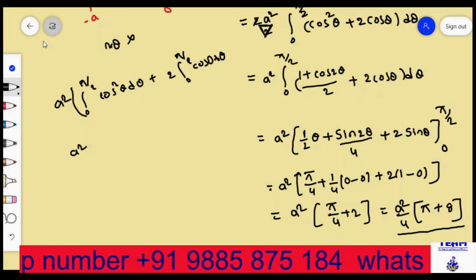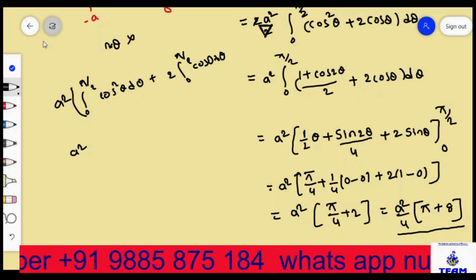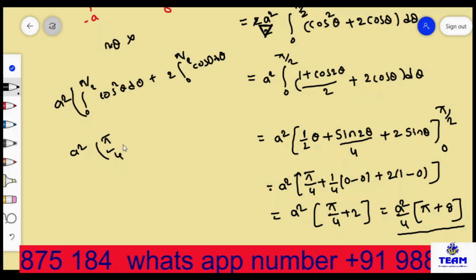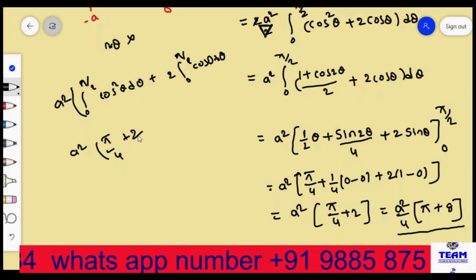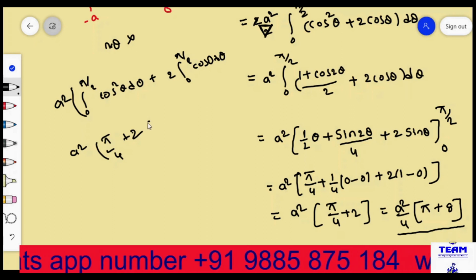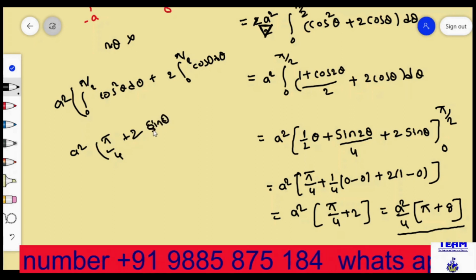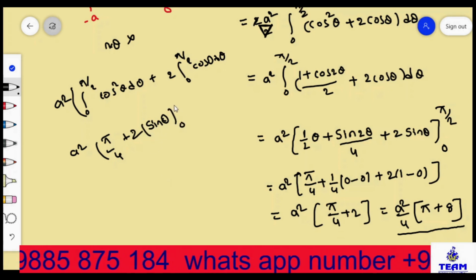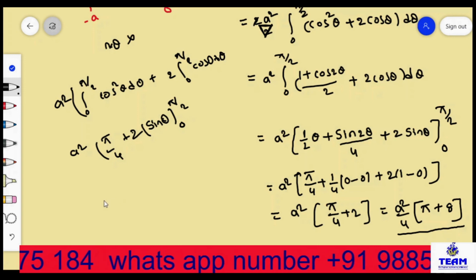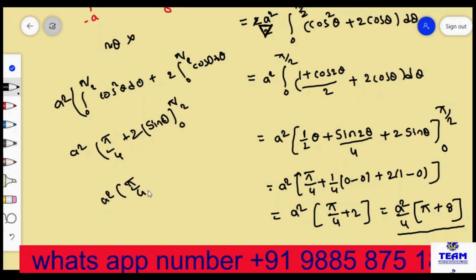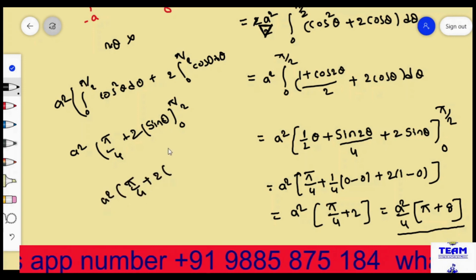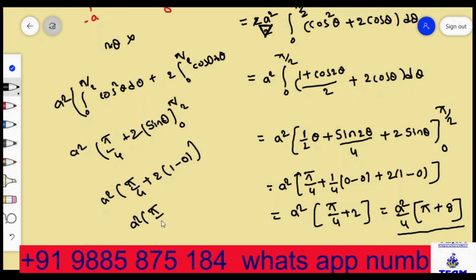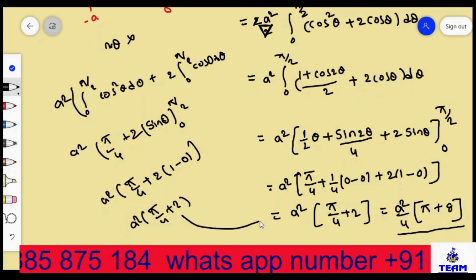Now you have cos square, and previously we saw in the calculator that we have pi by 4. So pi by 4 plus 2 times, what is the cos integration? Cos integration is sin theta, with limits from 0 to pi by 2. Now a square into pi by 4 plus 2 times sin 90, which is 1, minus 0. So a square into pi by 4 plus 2. You see, both are the same.